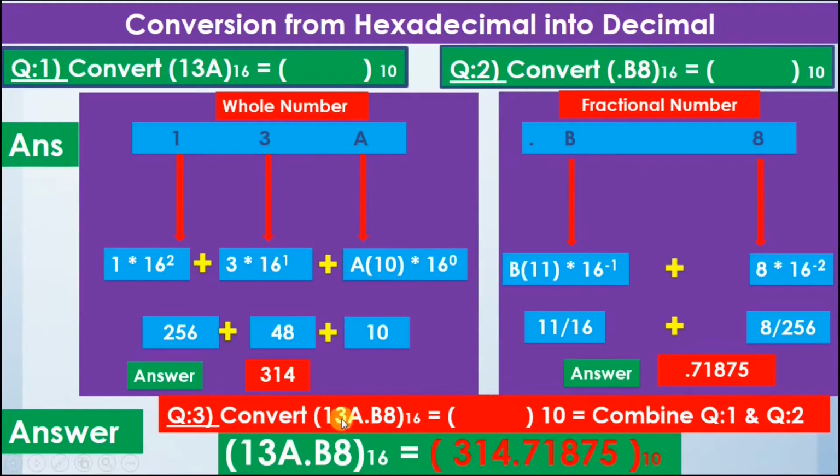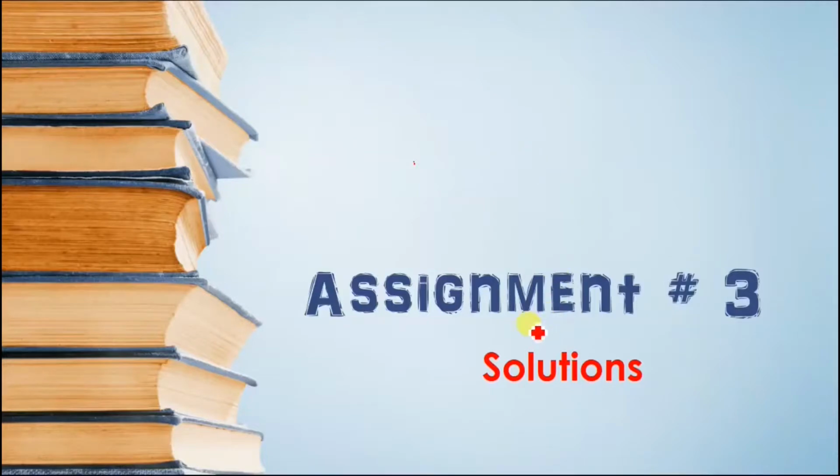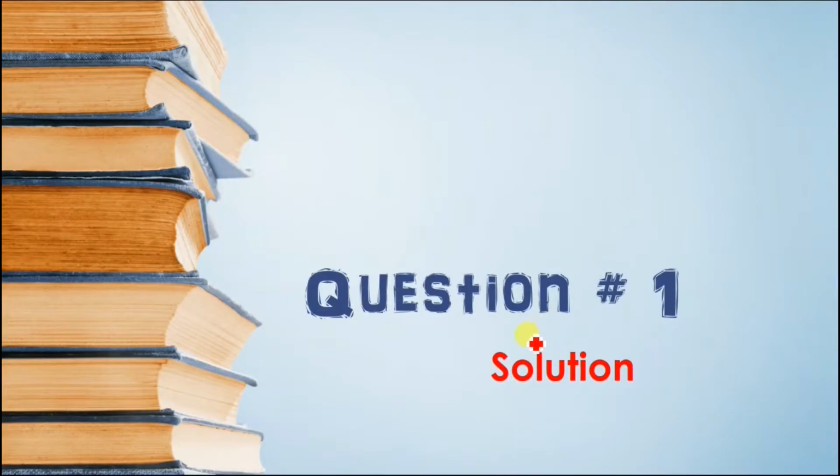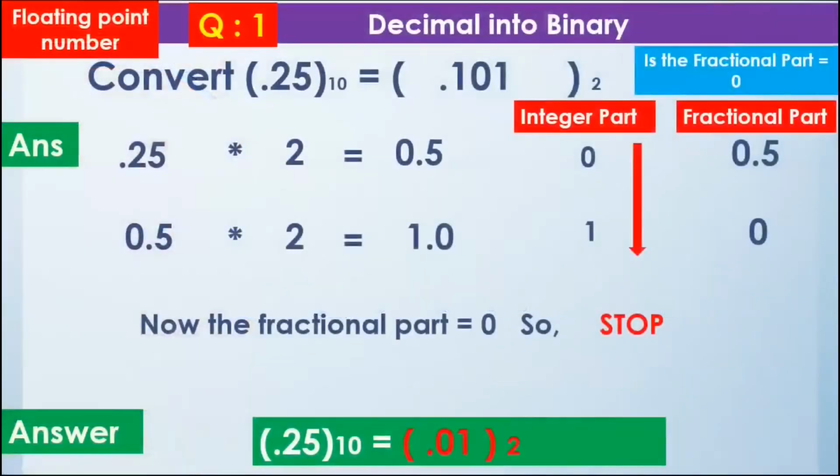And also we saw how to solve a number that has a whole part as well as a fractional part. And once again I repeat that we solved the whole part using this procedure and the fractional part using this procedure, and then we combine this answer and this answer to get the final answer. So now we look at the solutions of assignment number 3. And first of all, we look at the solution to question number 1.